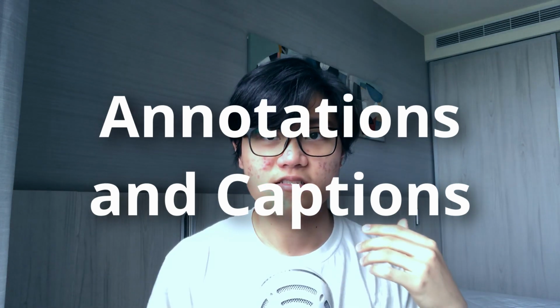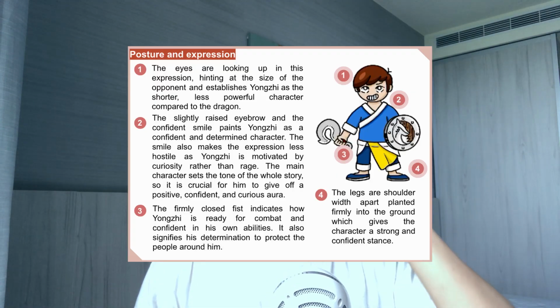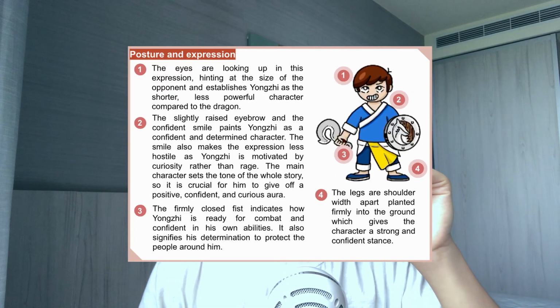Annotations and captions, this is sort of like a pet peeve of mine. I really hate arrows that go across the page. So what I generally do, I use points. I put the point where the point of interest is, and then I label it.